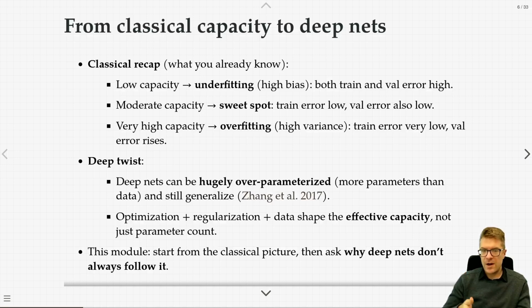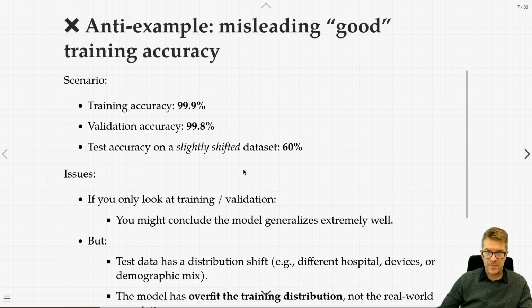So here we're going to start from our classical conception, which we had for the first third or so of this course, and we'll introduce complexities with regard to why deep networks don't always follow that picture. Here's a little anti-example. We have good training accuracy and good validation accuracy: 99.9 training accuracy, 99.8 validation accuracy. Everything looks great according to this fictional scenario.